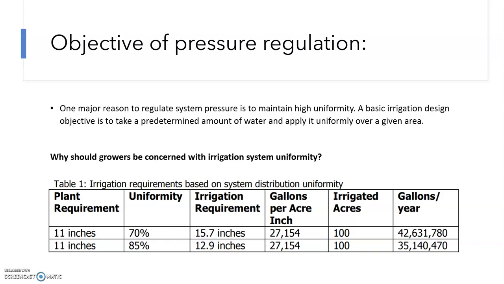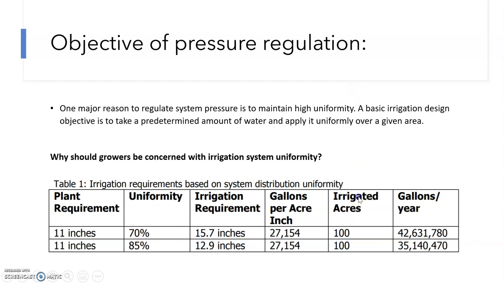We need to maintain the same pressure everywhere in the system, so that each head gives us the same amount of irrigation. Otherwise, for example, if the first head of the lateral gives a lot of water and the last head of the lateral gives low water, then the system is not uniform, because we need to receive the same amount of rainfall everywhere. That way we can achieve uniformity.